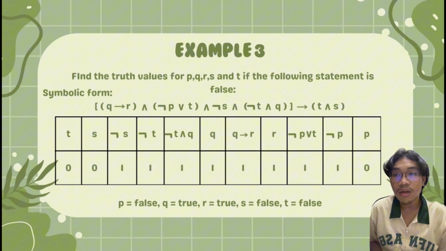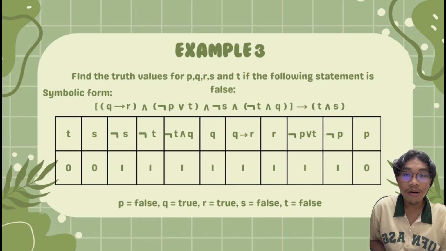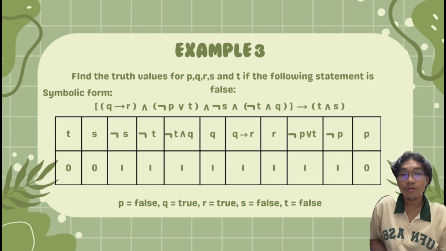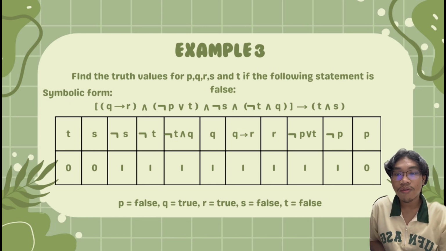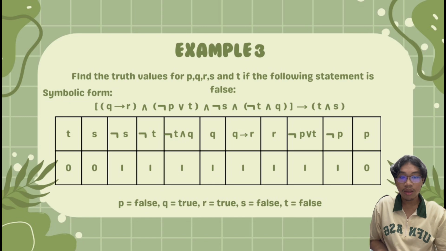Okay, as you can see here, T and S is false. Not S, not T is 1, not T and Q is 1, Q is 1, Q implies R is 1. Okay, so R is 1, not P or T is 1, not P is 1, and P is 0. So from the conclusion, we can get P is false, Q is true, R is true, S is false, and T is false.